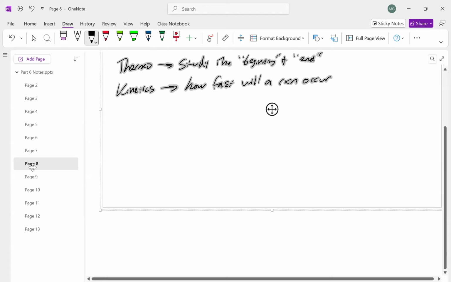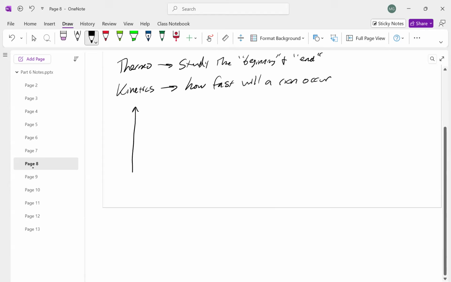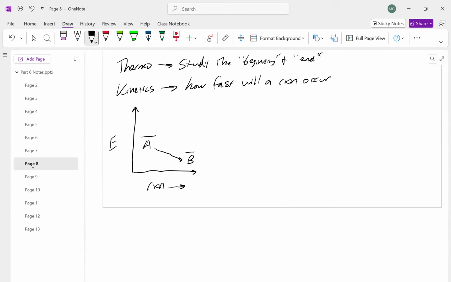So if we draw a reaction coordinate, and we have our reactants here, let's call them A, and our products here, B. Thermodynamics is just the measure of that difference of energy. What kinetics tells us is, does the reaction happen very quickly, like there's a very low energy barrier, or does it happen slowly, like it takes a lot of energy to get there? This here is what kinetics tells us.